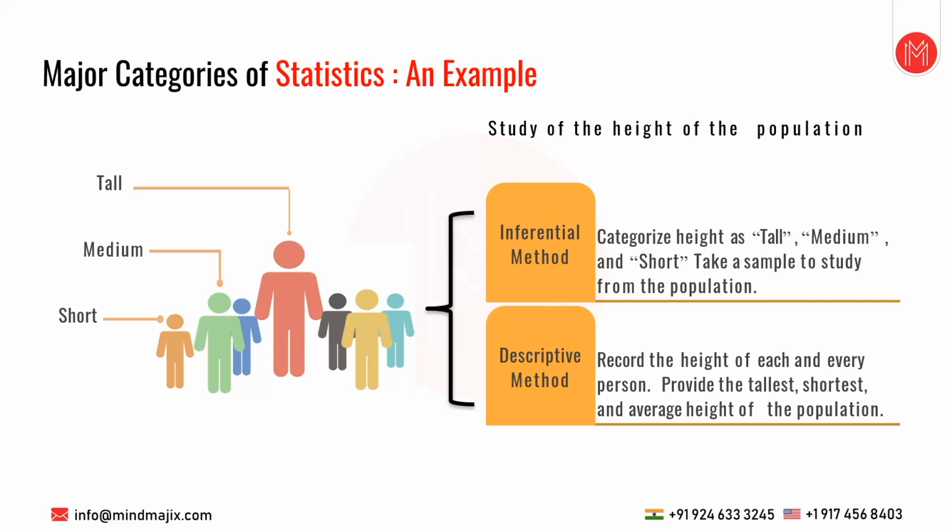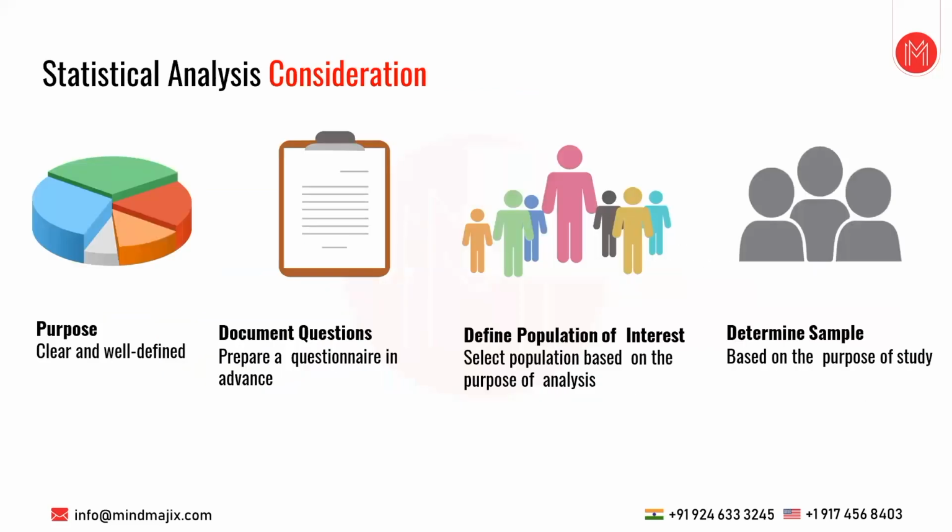Let's take a look at the statistical analysis considerations. What type of considerations do we have to take during statistical analysis? There are four types that are mainly important. First one is the purpose. A clear and well defined purpose we have to create. Second one is to document questions. Prepare a questionnaire in advance. Whenever we are trying to do some statistical analysis, at the same time prepare a questionnaire. That is the important part.